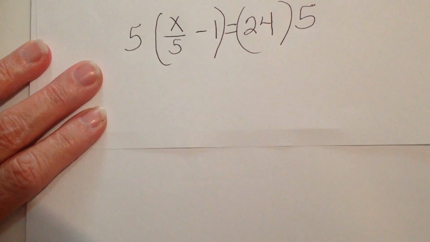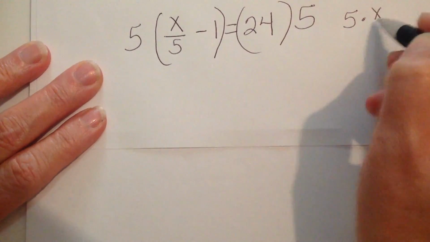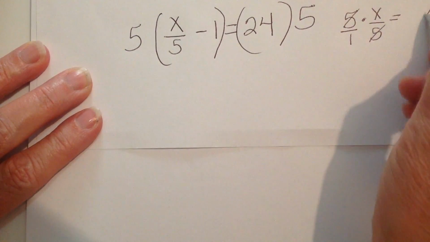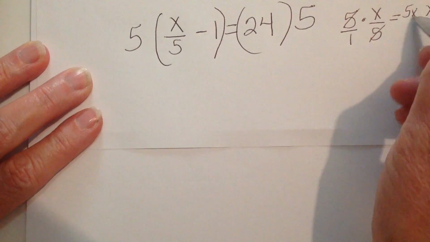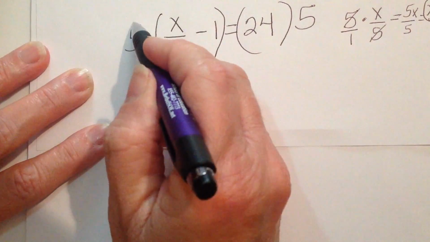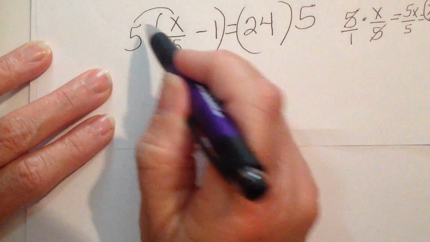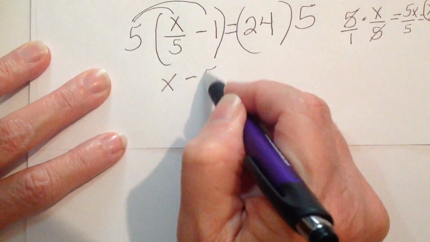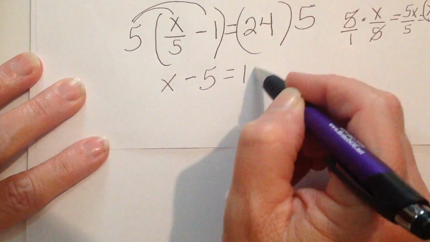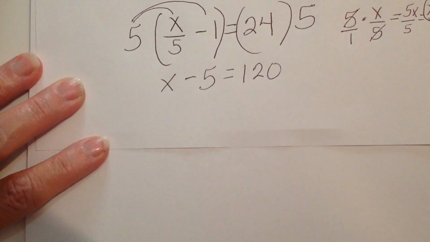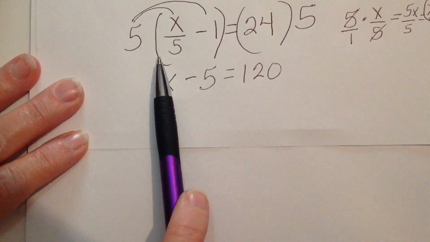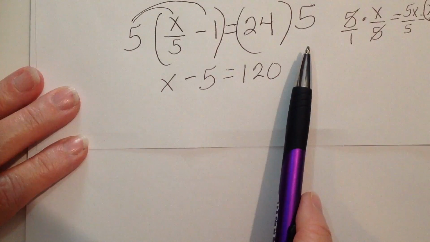By multiplying both sides by 5, you're saying 5 times x over 5. 5 over 1. The 5's cancel, leaving just x. If you multiplied straight across, you'd get 5x over 5, which is still just x. So I would distribute 5 times x over 5. I would multiply 5 times negative 1, which is negative 5. And then I would multiply 5 times 24, which is 120.